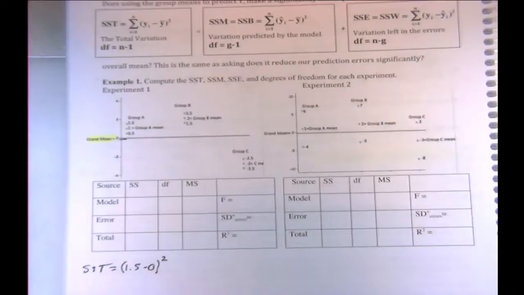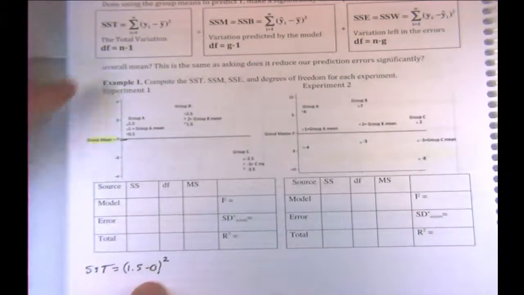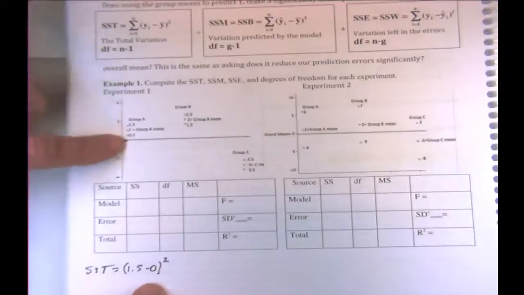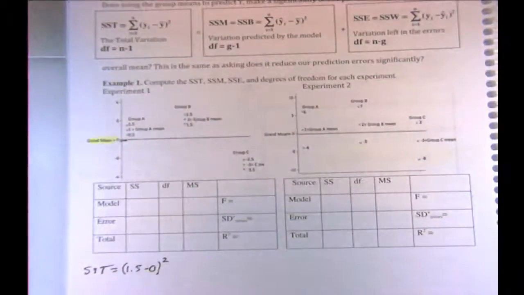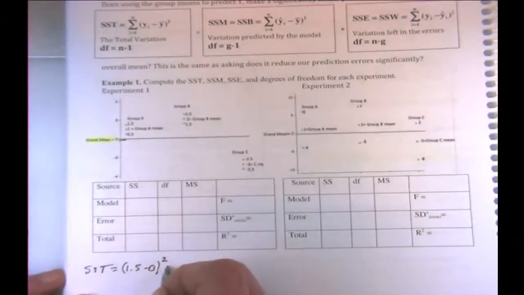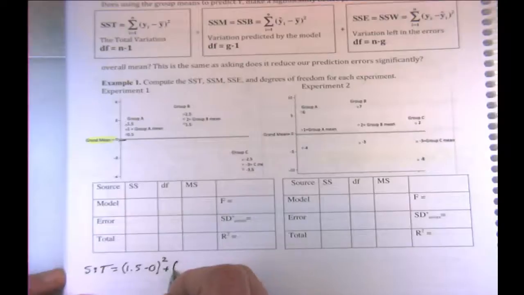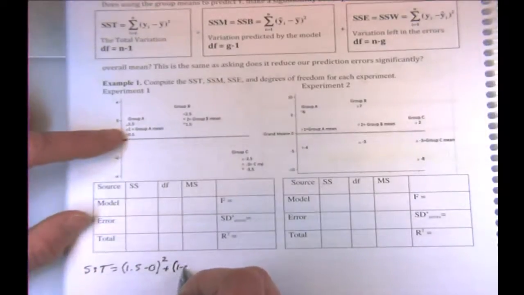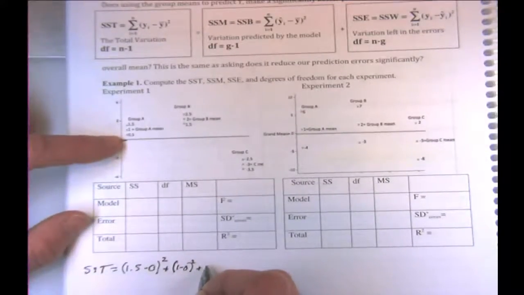So we have 1.5 minus 0 squared. The next one would be 1 minus 0 squared, 0.5 minus 0 squared, and so on. Do you want me to write it out? Not if you want me to write the whole thing out. Okay, well, it won't take us long at all. The next one is 1 minus 0 squared plus 0.5 minus 0 squared.